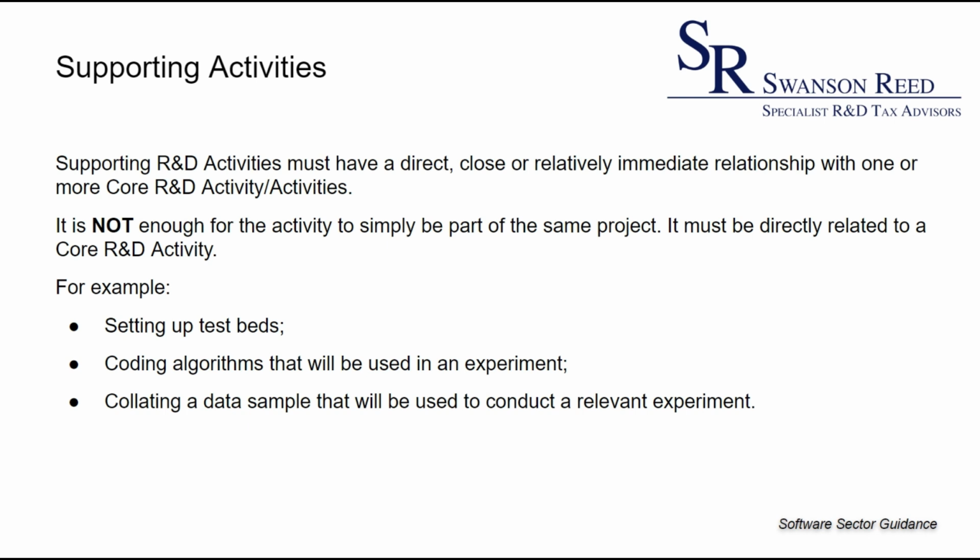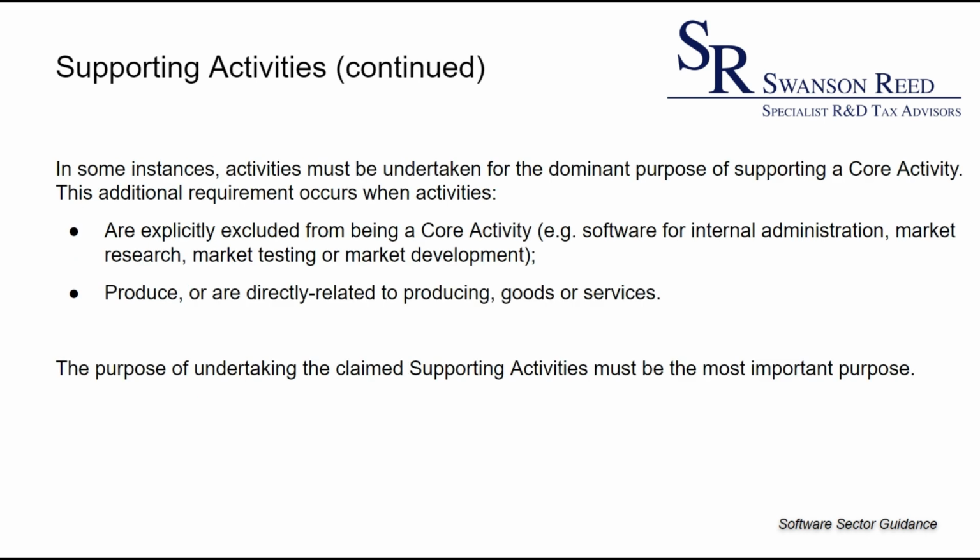In some instances, activities must be undertaken for the dominant purpose of supporting a core R&D activity. This additional requirement occurs when activities are explicitly excluded from being a core activity, e.g., software for internal administration, market research, market testing or market development, or activities that produce or are directly related to producing goods or services. The purpose of undertaking the claimed supporting activities must be the most important purpose.